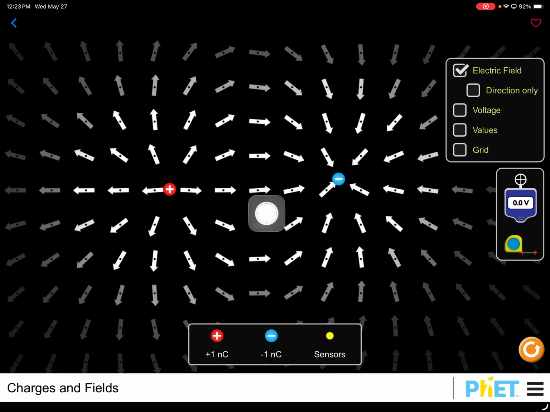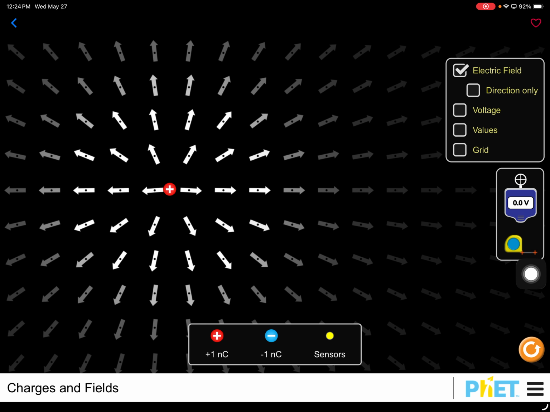Now, in this simulation, what has happened is this guy is comparable to that charge, and he's producing his own electric field around. So this is the net electric field between the two.